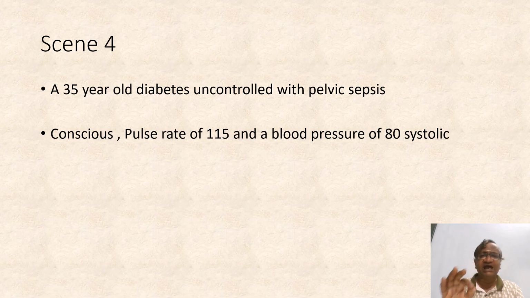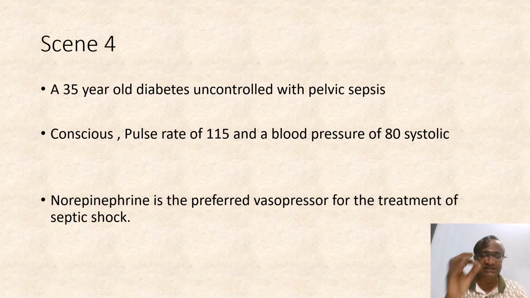The next scene is a diabetes uncontrolled with pelvic sepsis. The patient has developed an uterovaginal sepsis. Conscious, pulse rate is 150, BP is 80 systolic. That is, the drug of choice is noradrenaline. Okay, septic shock, noradrenaline. The next drug is vasopressin.